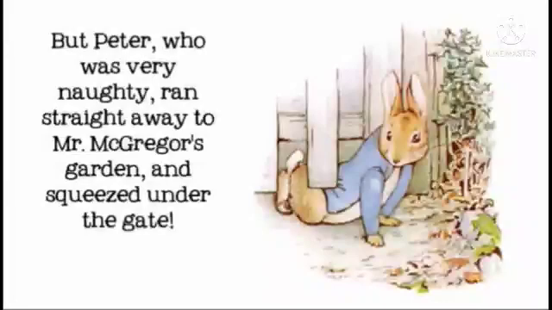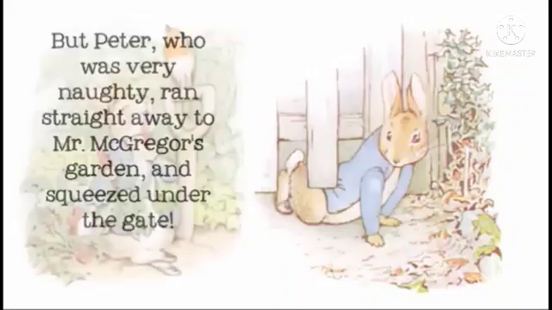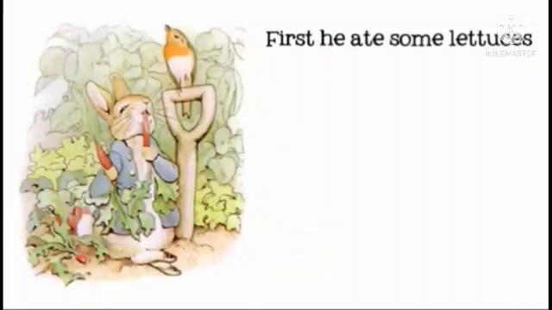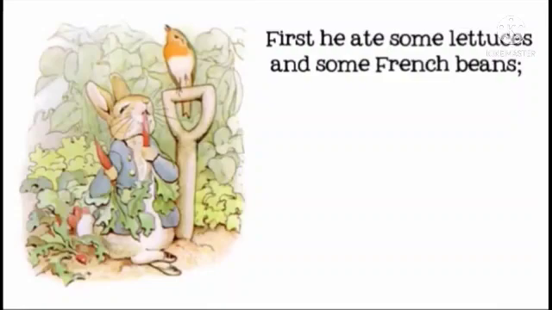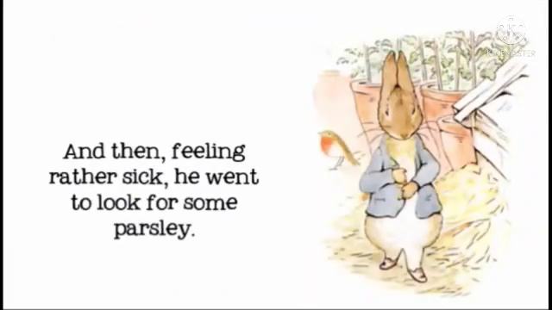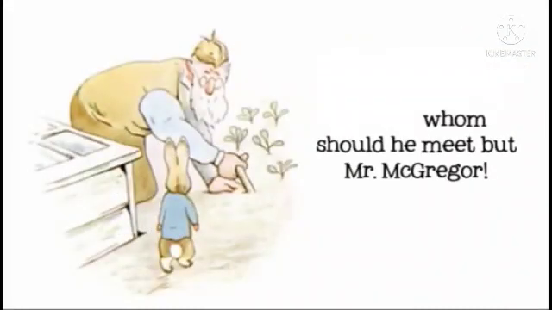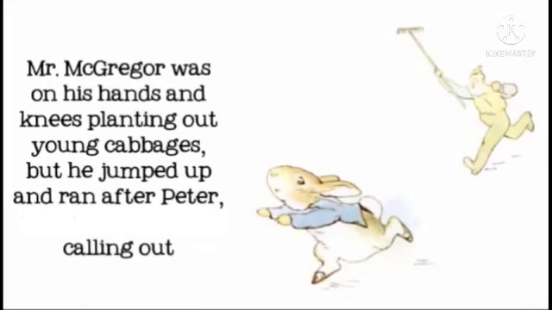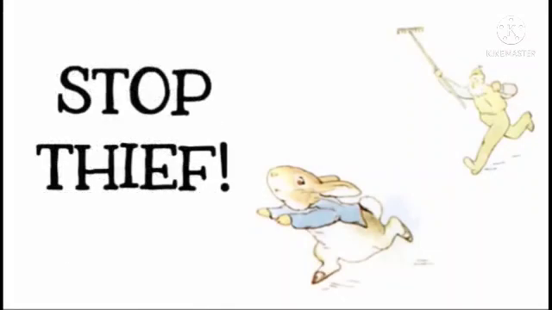But Peter, who was very naughty, ran straight away to Mr. McGregor's garden and squeezed under the gate. First, he ate some lettuces and some French beans, and then he ate some radishes. And then, feeling rather sick, he went to look for some parsley. Whom should he meet but Mr. McGregor? Mr. McGregor was on his hands and knees planting out young cabbages, but he jumped up and ran after Peter, calling out, "Stop, thief!"